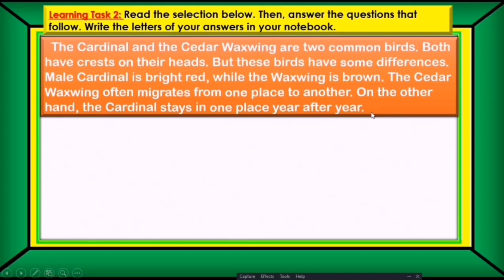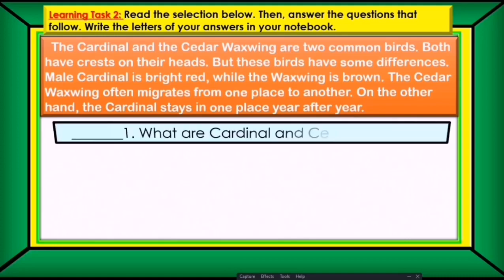So again, let us read once again. The cardinal and the cedar waxwing are two common birds. Both have crests on their heads, but these birds have some differences. The male cardinal is bright red, while the waxwing is brown. The cedar waxwing often migrates from one place to another. On the other hand, the cardinal stays in one place year after year. So good. And these are the questions.